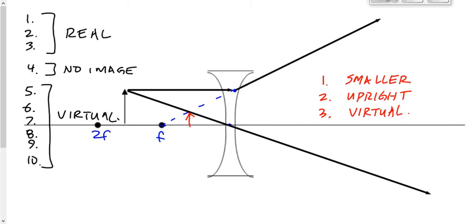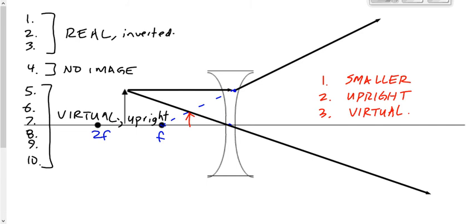Now, if you remember back to those first three ray diagrams, the real image was always upside down. So a real image will always be inverted. And in the last 6 diagrams, the virtual image will always be upright. It's not virtual because it's upright. It's not real because it's inverted. It just happens to be that when you get a real image, it will always be inverted. And when you get a virtual image, it will always be upright.